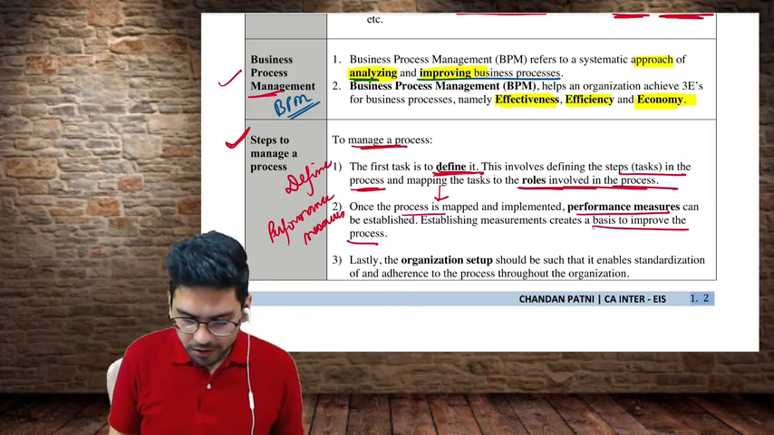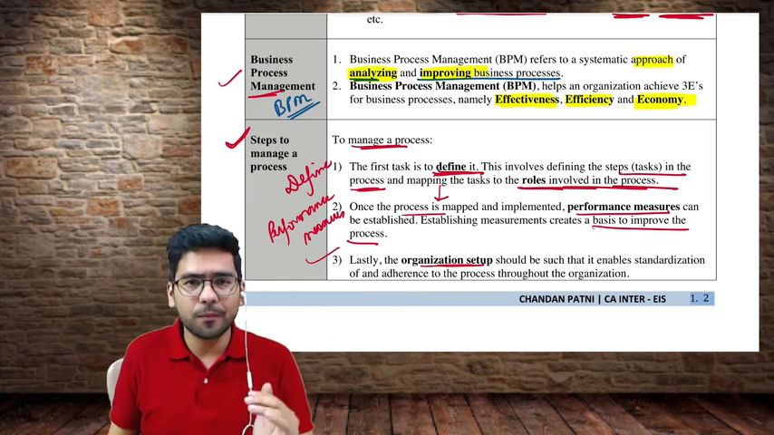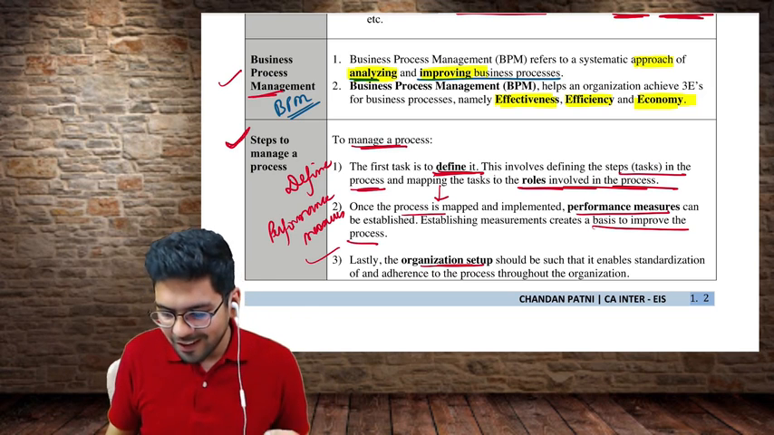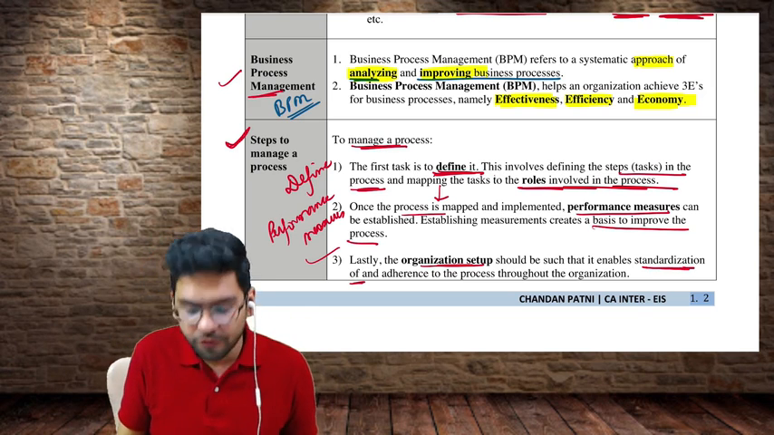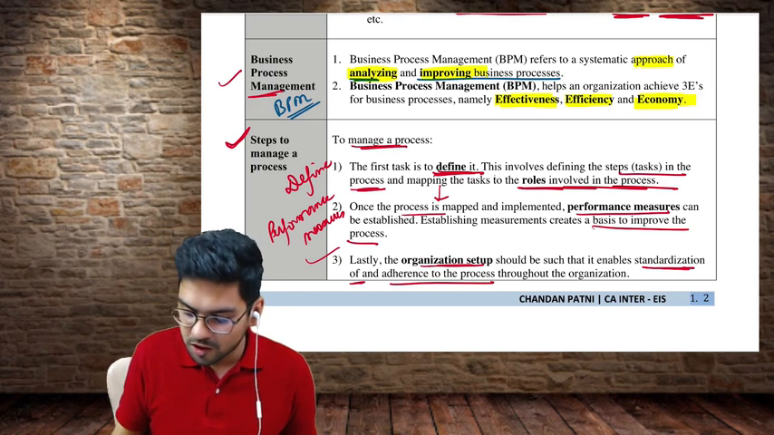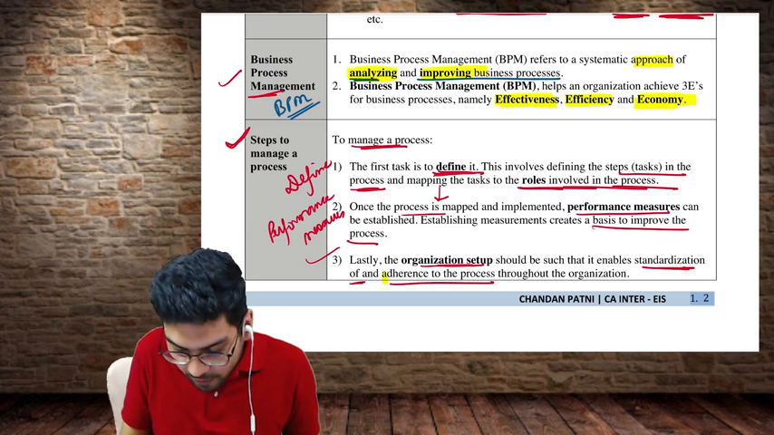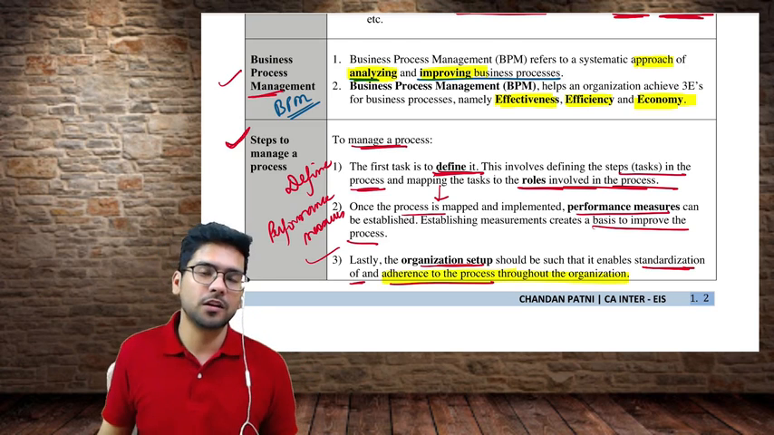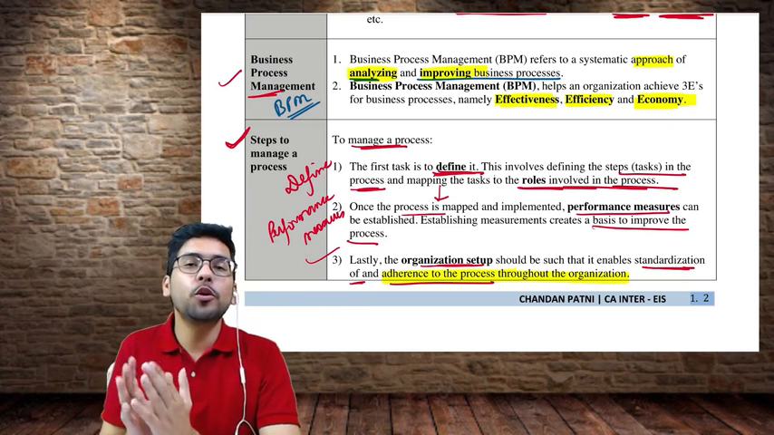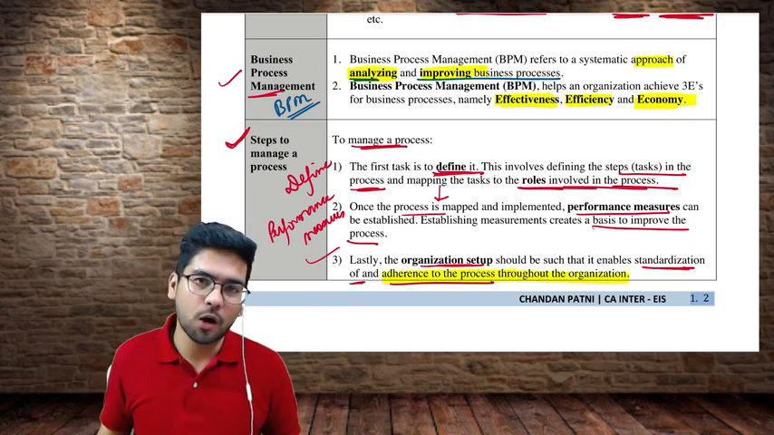So the third point is that the organization setup, the organization hierarchy, the management levels should be such that it enables standardization of and adherence to the process. Our organization structure should be such that everyone in the organization adheres to the processes throughout the organization. And when everyone complies with these processes, the outcome is going to be a very standardized outcome.